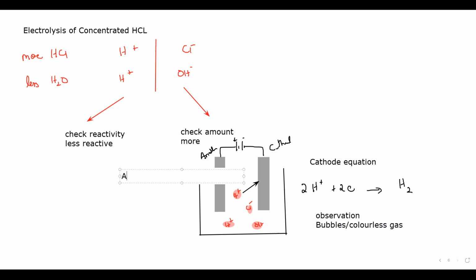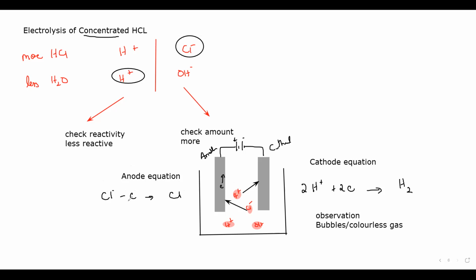What happened at the anode? For the anode, we have to check the amount, the one which is more. It is concentrated HCl, so it means less water and more salt. So which negative ion is more in the solution? That's Cl. So the Cl ion is attracted. When one chloride ion is attracted, it will lose one electron and turn into a chlorine atom. When two chloride ions are there, they will lose two electrons and form a chlorine molecule.